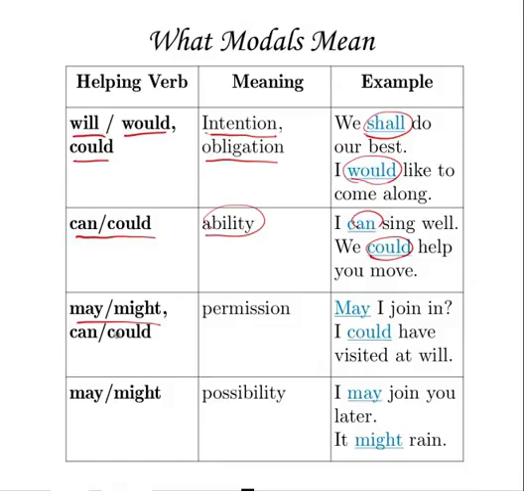If you say may or might, or some uses of can or could, you're talking about permission. May I join in? Do I have your permission to join in? I could have visited at will. I had permission. I had the right to visit.